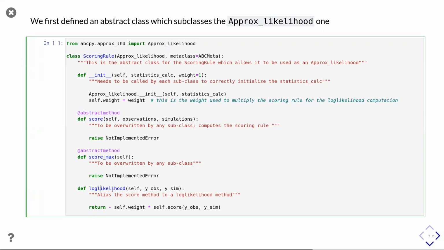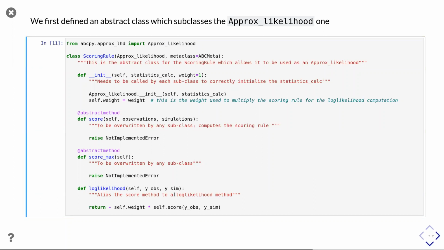And if you look back at what I've written in the previous slide, the log likelihood for this scoring rule method is basically minus the weight times the score of the model. So you do that in this way. This is just a way to, let's say, alias the score method to log likelihood 1.